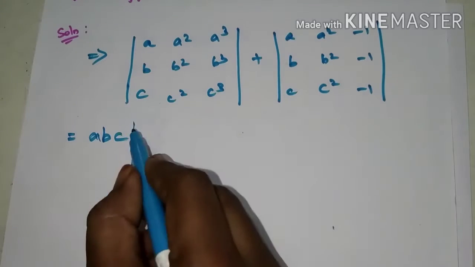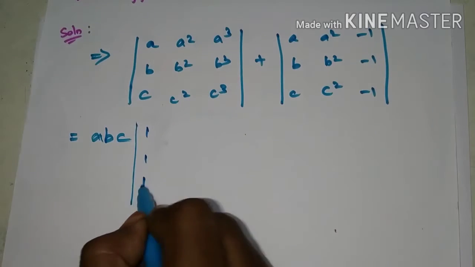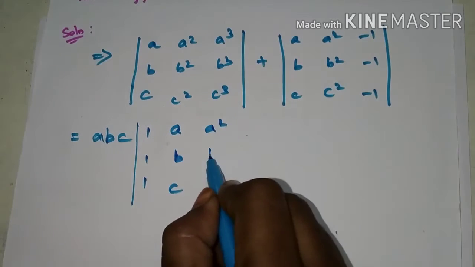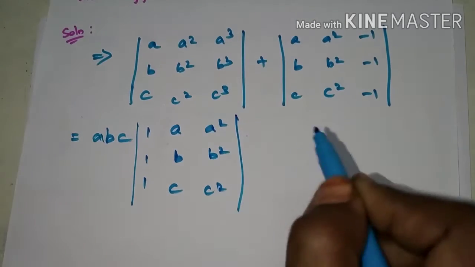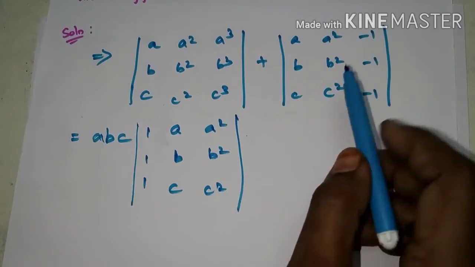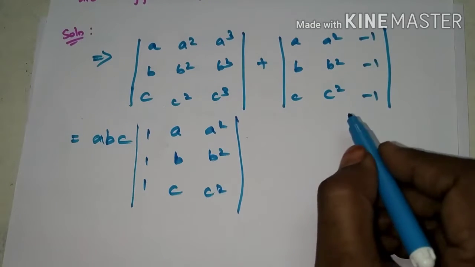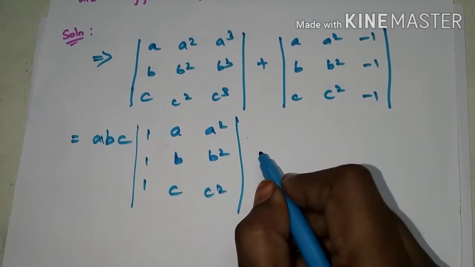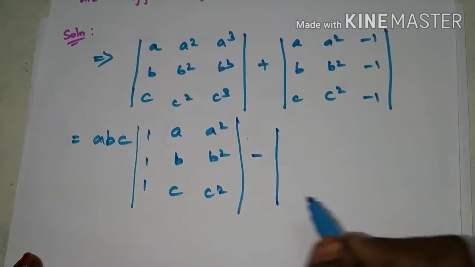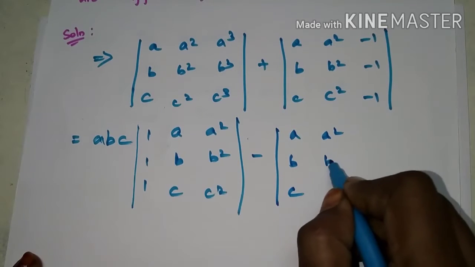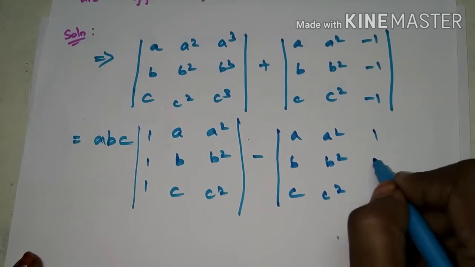So now the determinant will look like 1, 1, 1, a, b, c, a square, b square, c square. Now we are taking the common value here as minus 1, right? If we take minus 1 as common, we'll get minus here and the whole determinant would be changed as a, b, c, a square, b square, c square, 1, 1, 1.